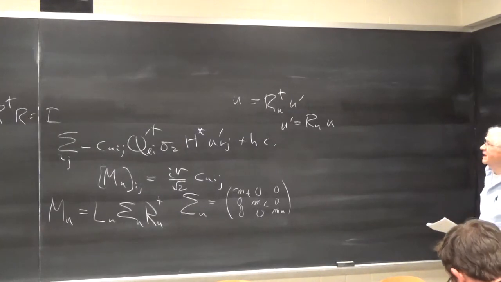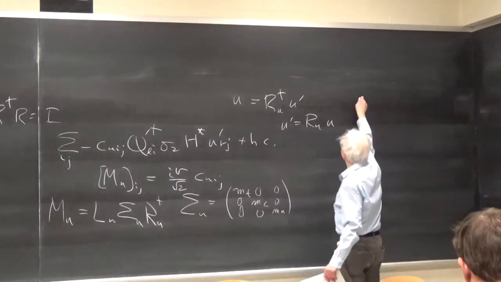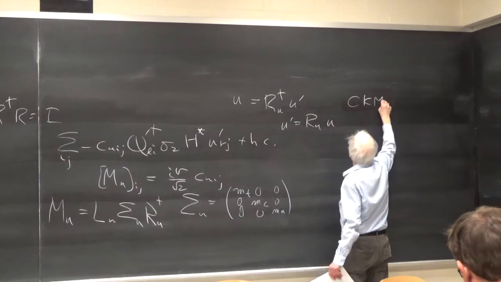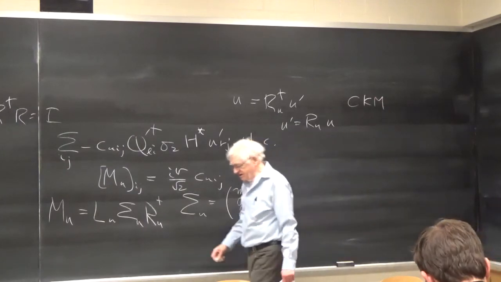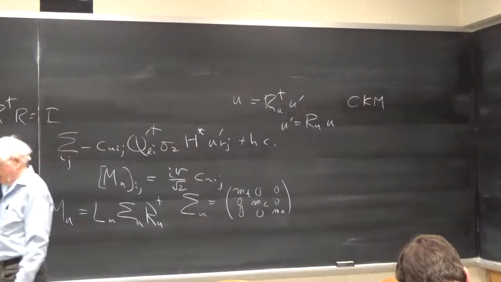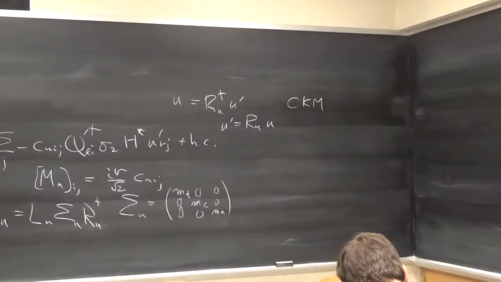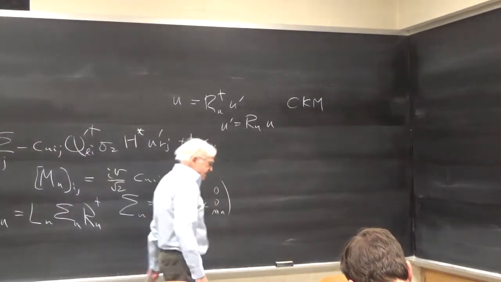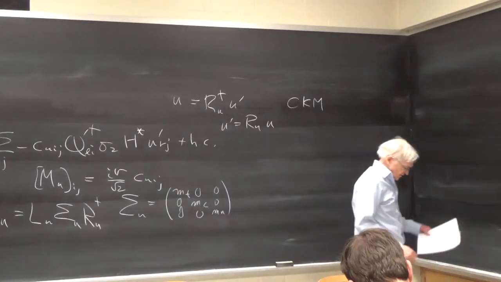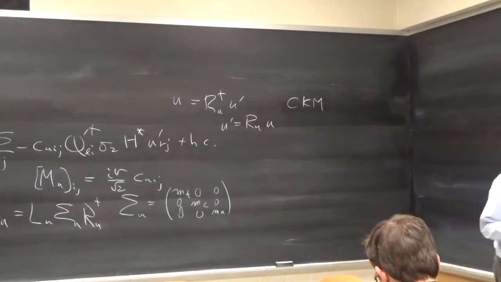Okay, so now let's go to what's called the CKM matrix, in which C is Cabibbo, and K and M are two Japanese physicists who generalized Cabibbo's 2x2 matrix to a 3x3 matrix. Let me get some more chalk.